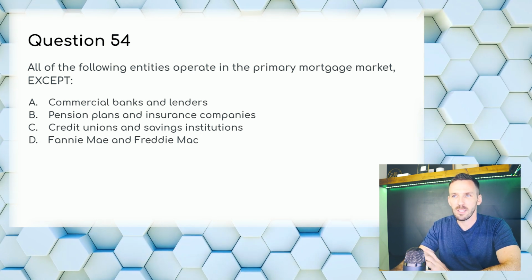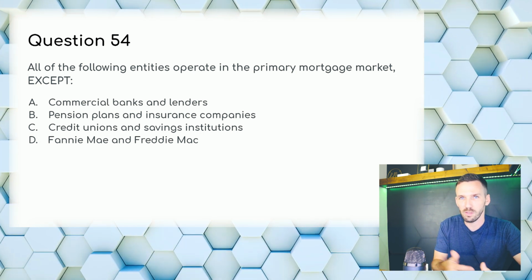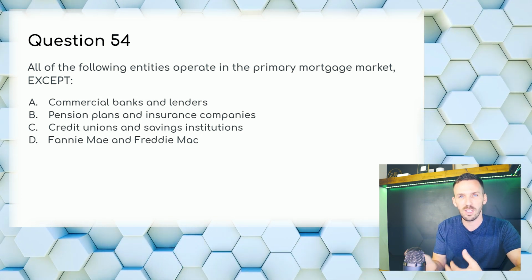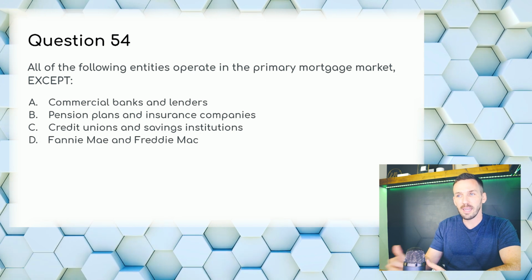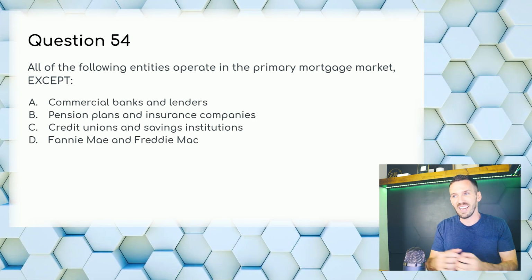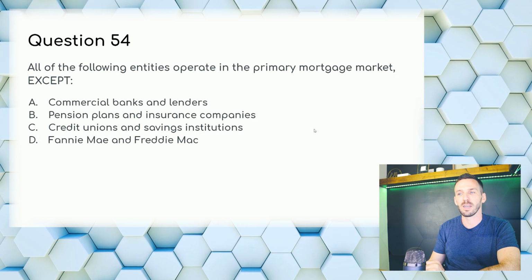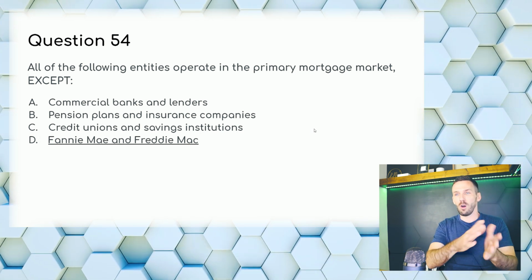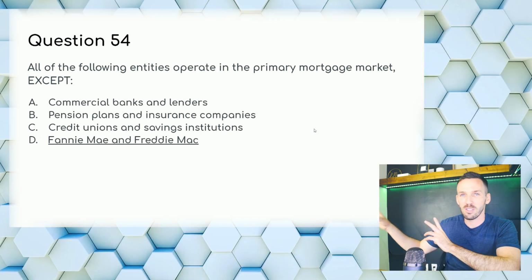So A and C here are pretty much the same. Commercial banks and lenders like your Wells Fargo and your Bank of America, and C, credit unions, it's essentially the same thing. So your regular banks are in the primary market. Fannie and Freddie are in the secondary market where loans are bought and sold. So you get a loan from Wells Fargo, hopefully not, and then they just end up selling it to the secondary market.